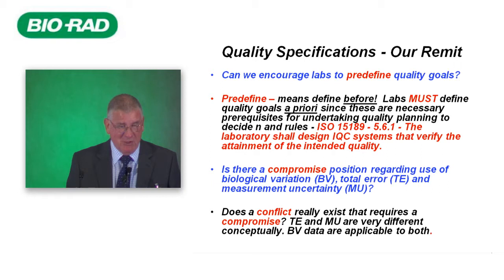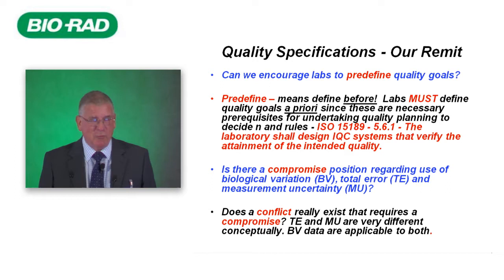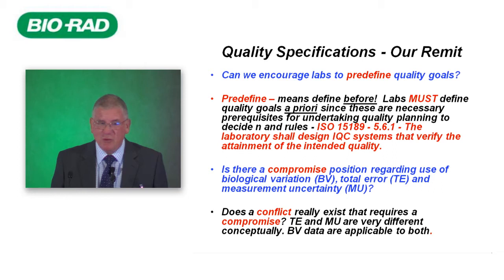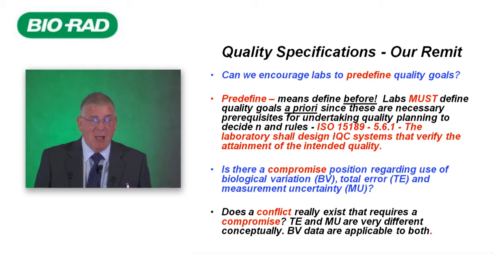The second question is rather more difficult. Is there a compromise position regarding the use of biological variation, total error, and uncertainty of measurement or measurement uncertainty? And this is a difficult question because does a conflict really exist that requires a compromise? And I personally think there isn't a conflict, that total error and measurement uncertainty are rather different conceptually, and biological variation data are applicable to both.